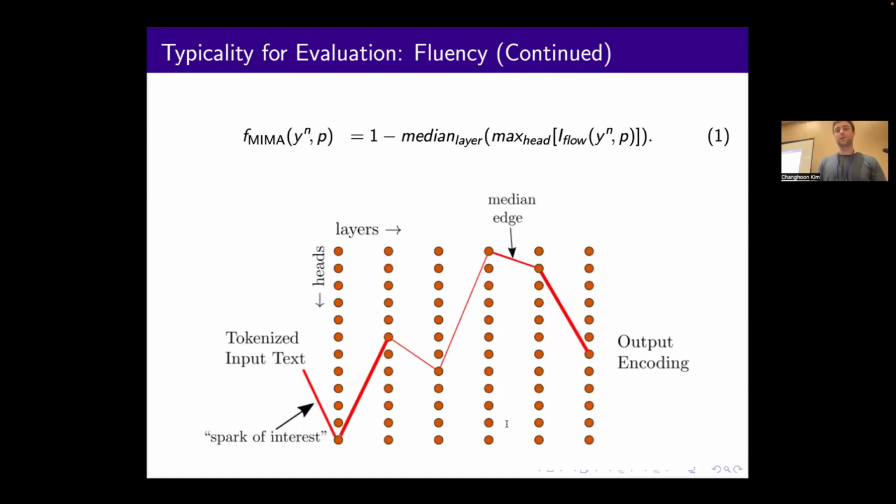So specifically for our work, we create a typicality measure using the self-attention mechanisms of BERT and RoBERTa. And we consider information flow, which is the mutual information of the attention head. So you could think of the tokens that are attending to one another as a joint distribution, and then take the mutual information of that joint distribution, and then take the max across the heads and the median across the layers, and then subtract that from 1 to get the MIMA score.